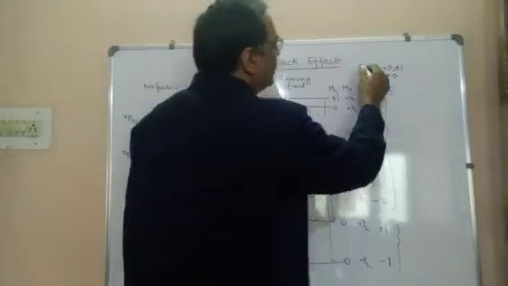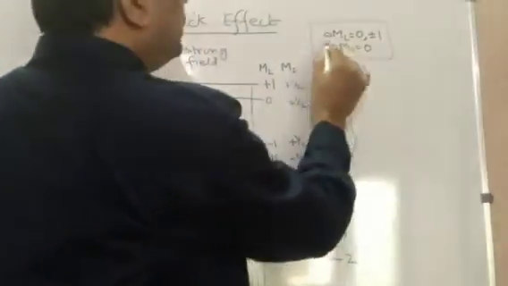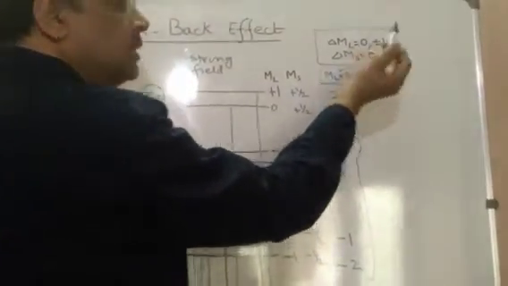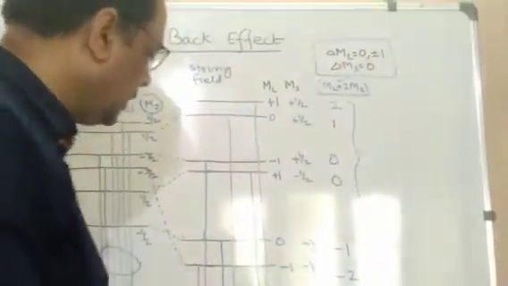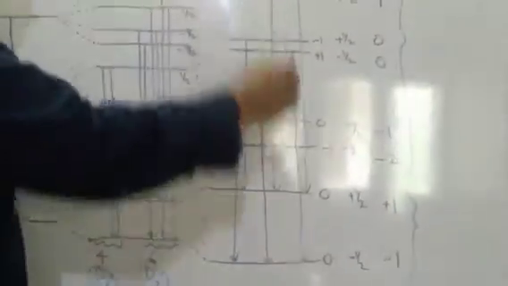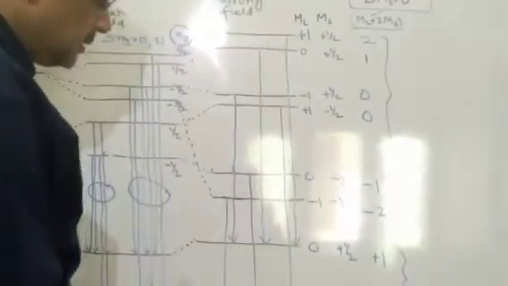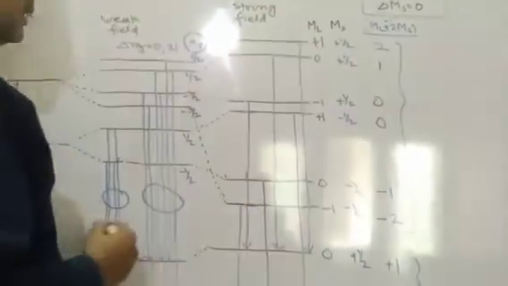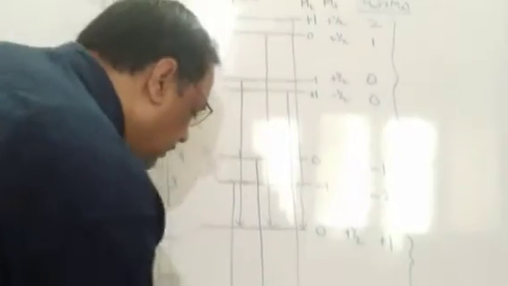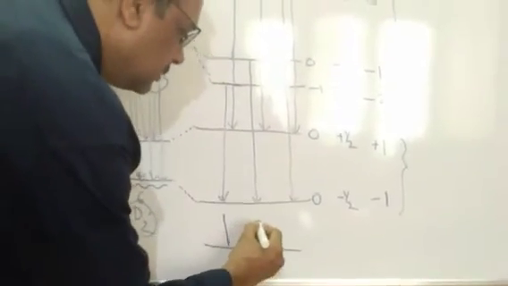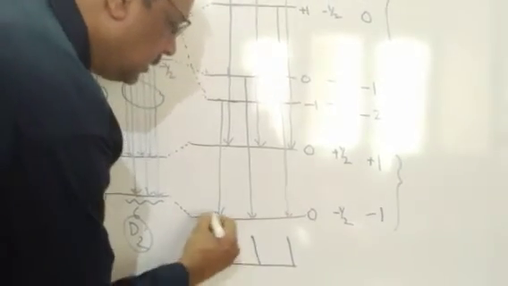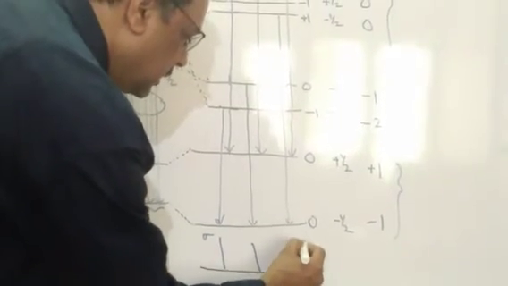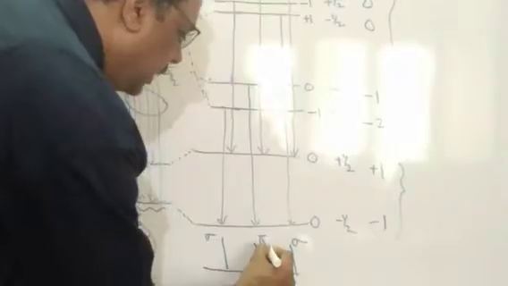So now if we apply the selection rule, delta ml 0 and plus minus 1, 0 is for parallel, as I told you, and plus minus 1 for perpendicular. And if we consider the transitions, then we will get such type of transitions. So it will give you 3 lines. This will be sigma, that is the perpendicular component, this is again perpendicular, and this one is the parallel component.